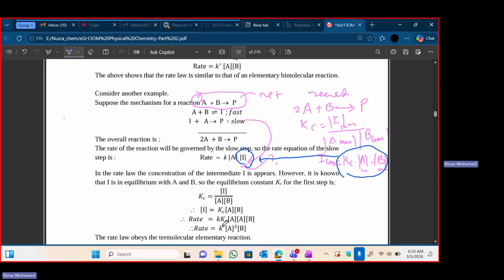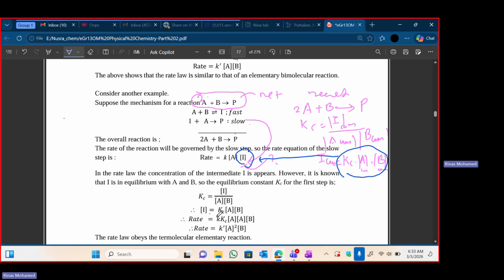Now, all together, we can put K dash into A to the power 2 and B to the power 1, since two A's are coming. Right? Likewise, we can derive an equation. We can also write it just by looking at the reaction mechanism, because altogether in the fast and slower steps two A's are coming into the action, so A to the power 2, and only one B is coming, so B to the power 1.